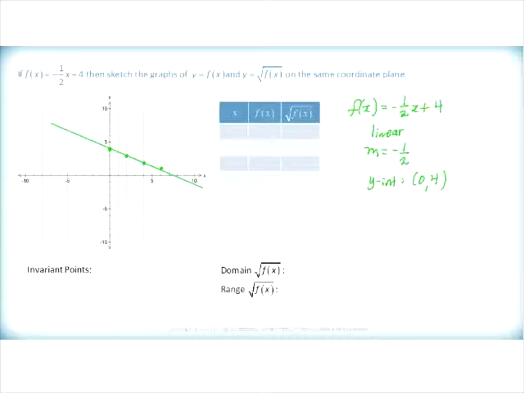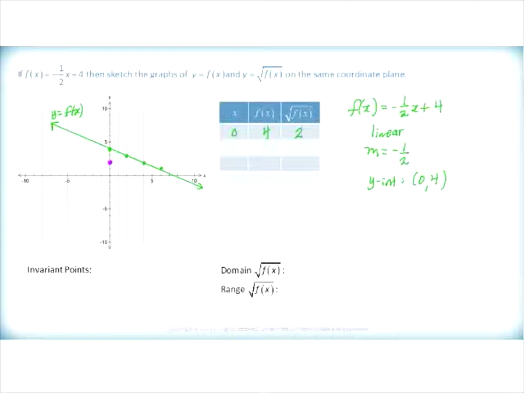So there's the straight line, the graph of y equals f of x. In order to graph the square root function, let's look at some key points on the original function. If we look at when x is equal to 0, the coordinate for y is 4. The square root of 4 is equal to 2. So we have the point (0, 2) on the graph of the square root function.